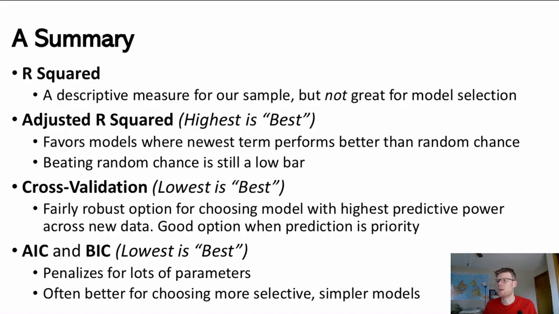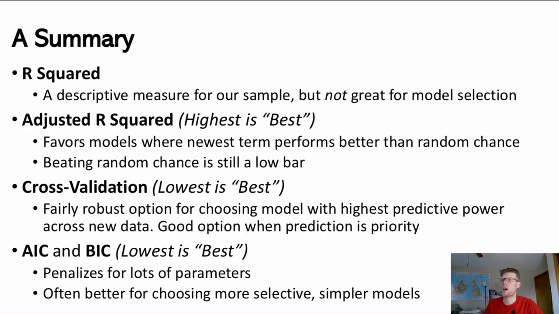So here's a summary of everything we've talked about in these first two videos. The first is R squared as a descriptive measure, but it's not great for model selection. Adjusted R squared is a little bit better, in which case we're looking for the model with the highest adjusted R squared, but beating random chance is a pretty low bar to get past, so it's still going to favor fairly complex models. Depending on our goals, maybe that's okay. But we should keep in mind that adjusted R squared is going to generally favor pretty complex models for that reason.